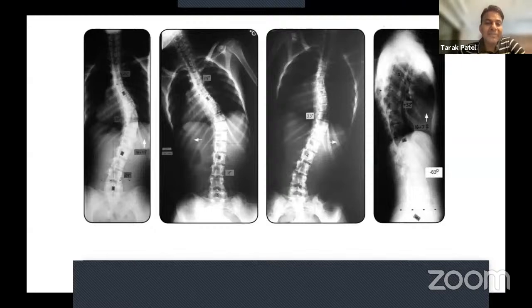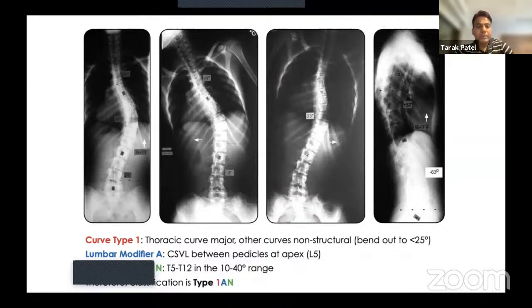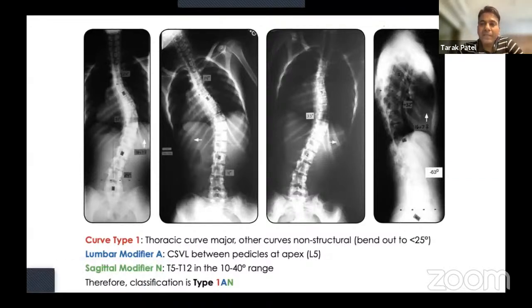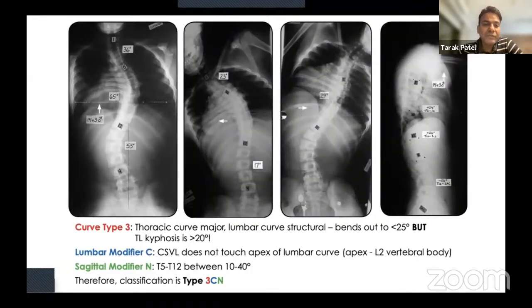Here again, the same example which we have seen. Now we can see here the CSVL is passing between the apex, so the modifier is A. And in the lateral view we can see that the kyphosis is 32 degrees, so it is N. So this is classified as type 1AN.